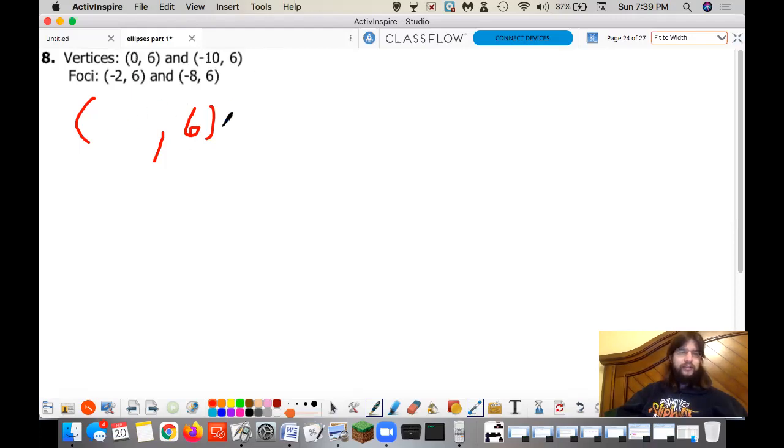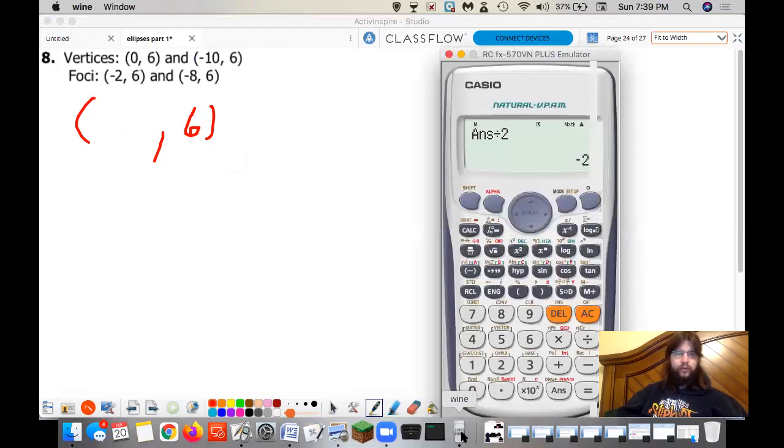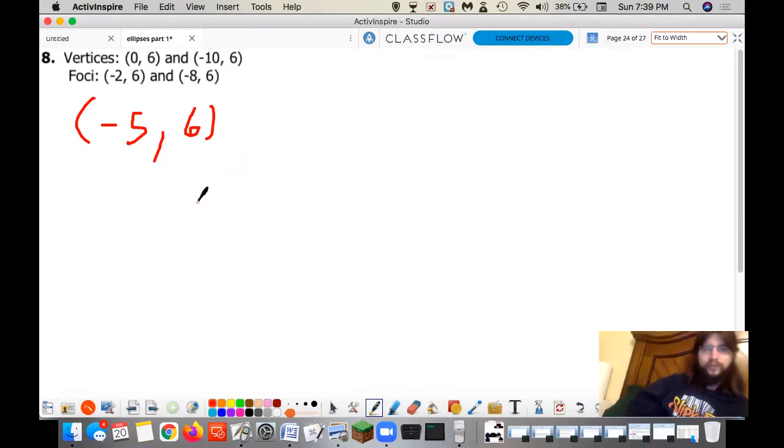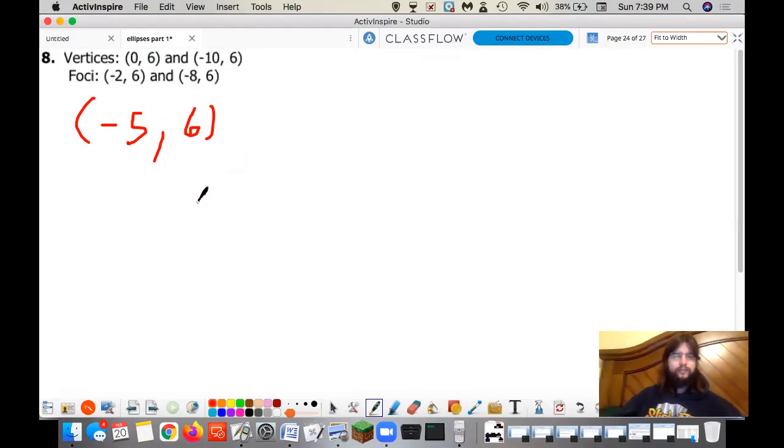So I know my center is going to be 6, and I can go ahead and figure it out with the midpoint formula. 0 plus -10, and I divide that by 2, -5. So now we know what A is. A is going to be 5, right? To go from -5 to 0, we went 5 units.